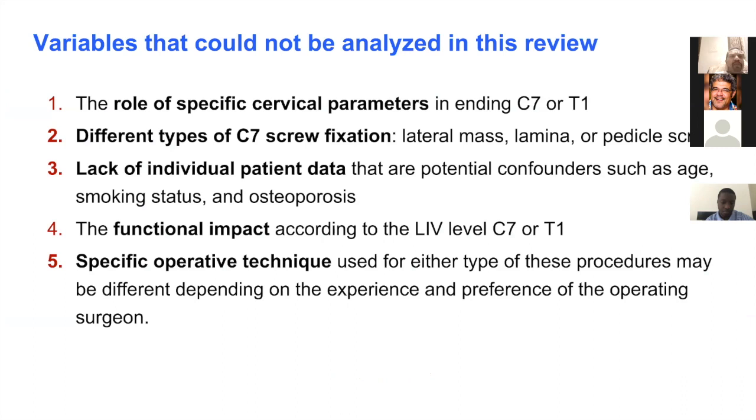So some variables were difficult to analyze in this review: the role of specific cervical parameters, the different types of C7 screw fixation, lateral mass versus pedicle screw, the lack of individual patient data, and the functional impact. We cannot have the answer about the functional impact of stopping at C7 or T1, and some specific operative techniques that we know make a lot of difference.